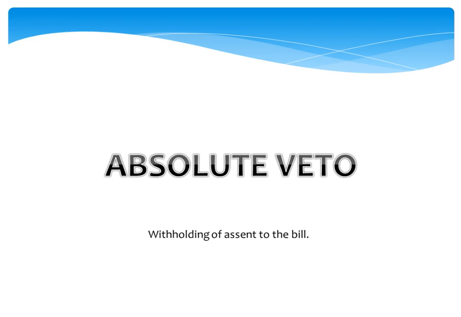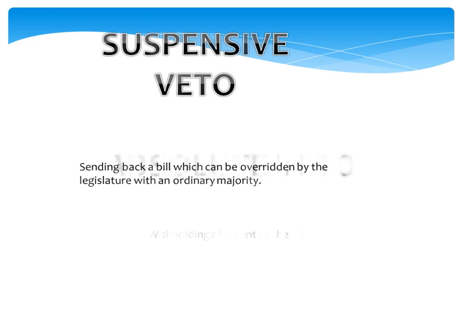So it is not a discretionary power of the president. Discretionary power means the president does not have to work on the advice of the parliament. The second power, suspensive veto. What is suspensive veto? Sending back a bill which can be overridden by the legislature with an ordinary majority.